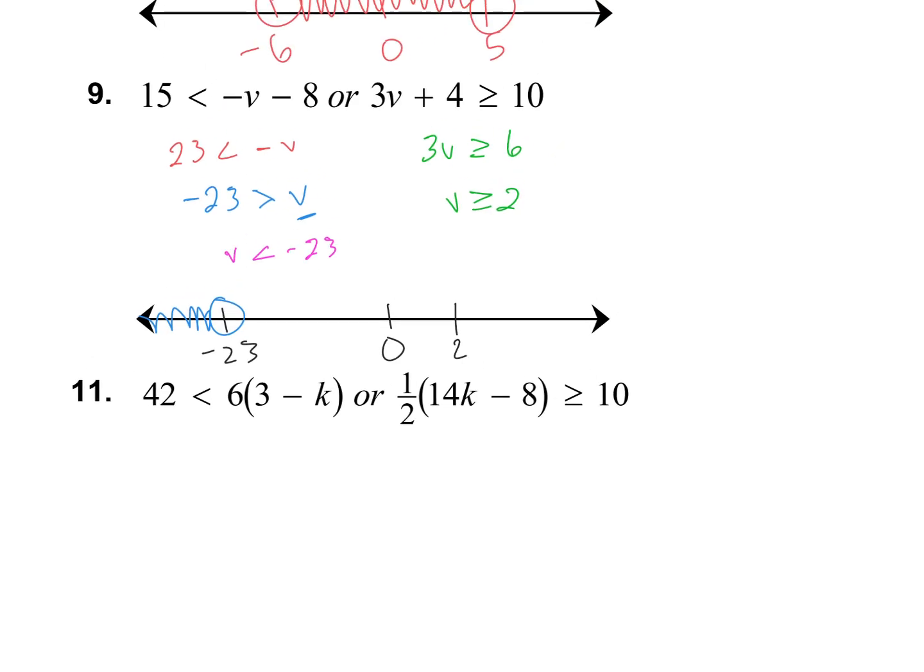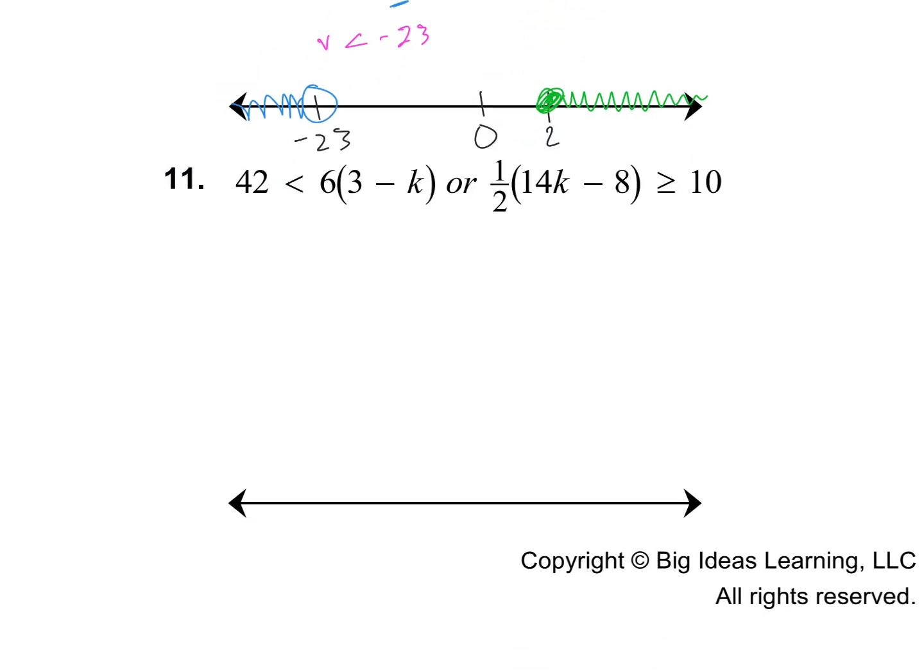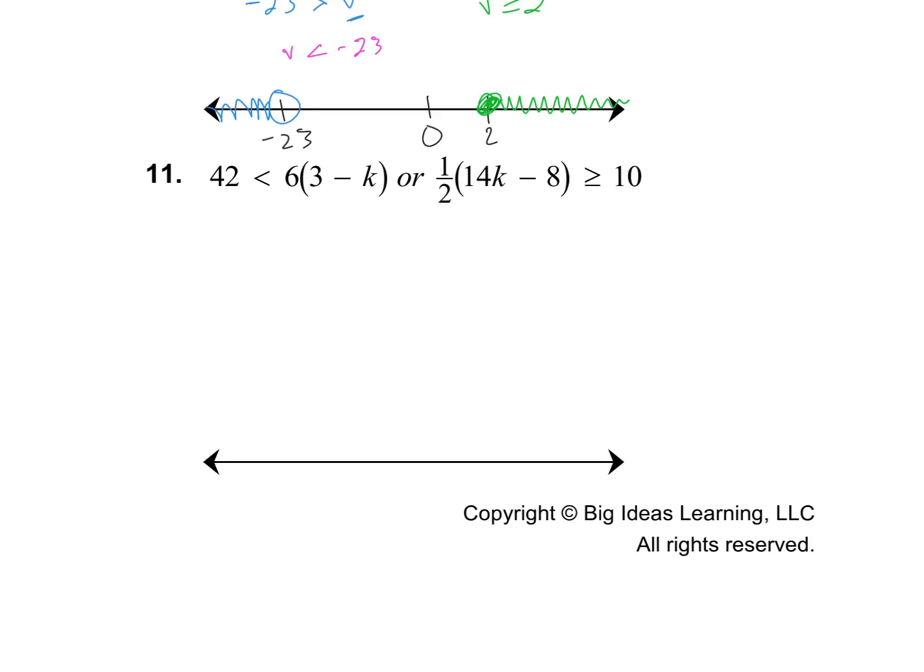And then the other one, v is greater than or equal to -2. So we have a filled in dot here, and it's greater than that, right? And believe it or not, that's our answer, because that's what an or looks like. Okay, this is a little scarier looking, but it's just a few more steps.